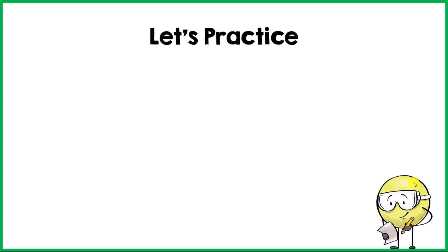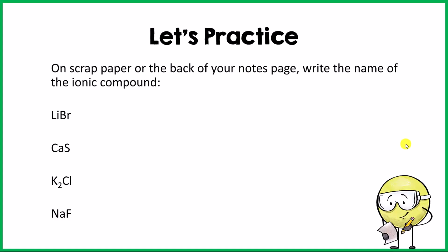So let's practice. We've got some type 1 and some type 2 practice here. On scrap paper or the back of your notes page, write the name of each of these ionic compounds. So pause the video until you've figured it out.